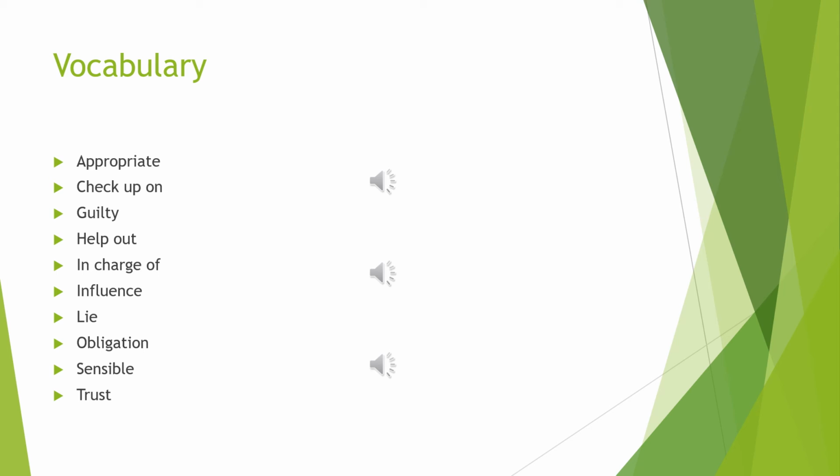Okay, next word, guilty. Guilty means feeling bad because you've done something wrong. And to put that in an example sentence, I feel so guilty about missing her party. Okay, and then we'll look at check up on. What does the word check up on mean? It means to try to discover what someone is doing in order to be certain that the person is doing what they should be doing.